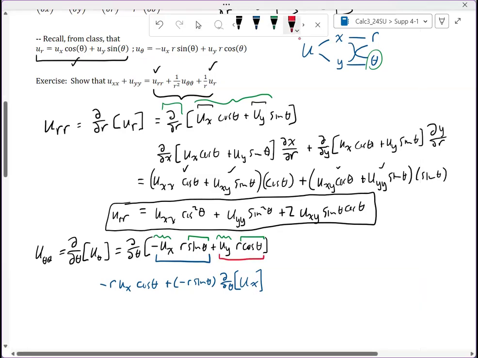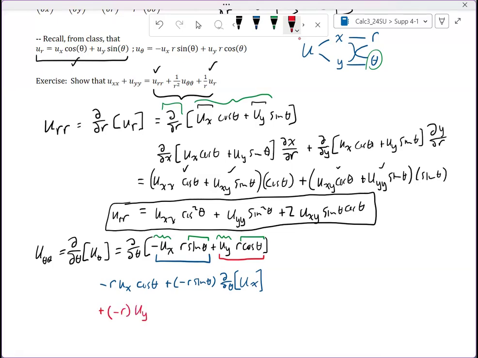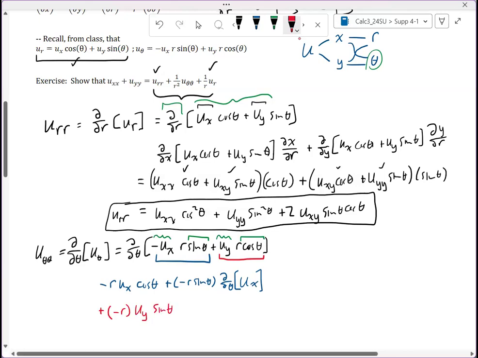And now we have a second term. So we have plus partial with respect to theta. We'll differentiate the cos theta first. So this gives me a negative r uy sine theta. The cos theta differentiates to negative sine theta. And then we have an r uy that don't get differentiated on this first pass, this first term of the product rule. And then we have a plus r cos theta times the partial with respect to theta of uy.